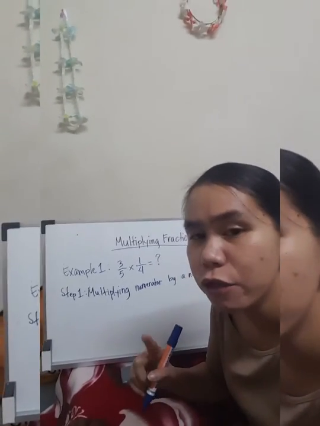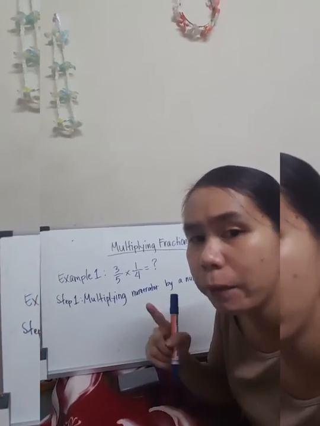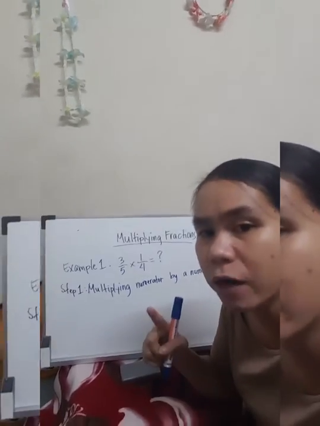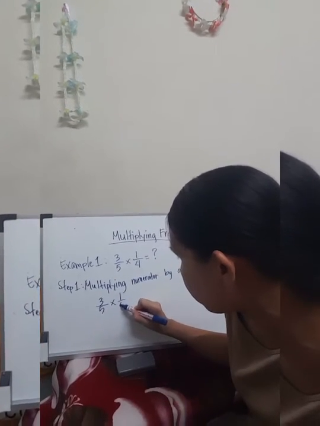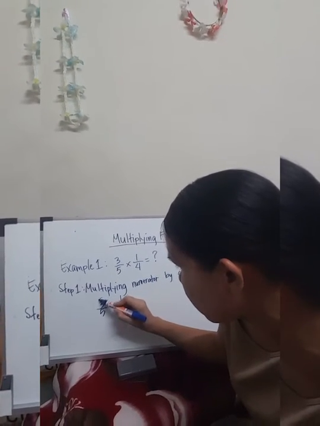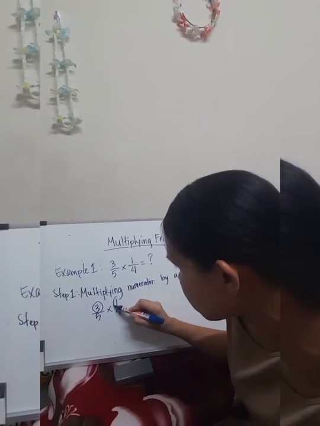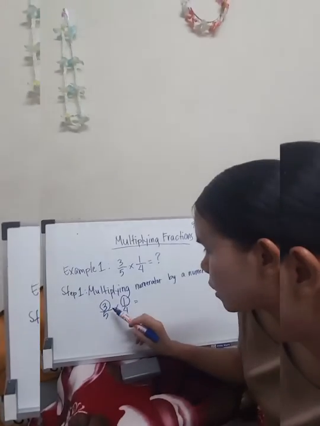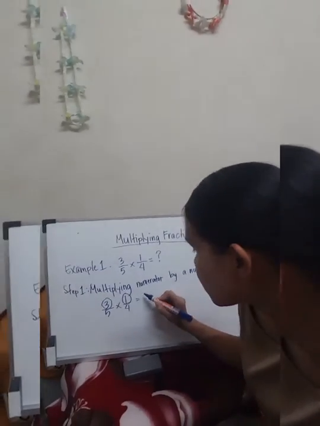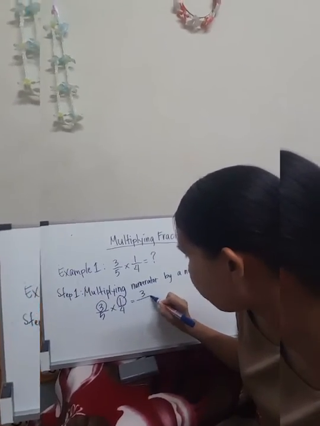Remember, the numerator is the upper part or the top part of the fraction. 3/5 times 1/4. So this one is your numerator and this one is your numerator. So you will get 3 times 1 equals 3 over.